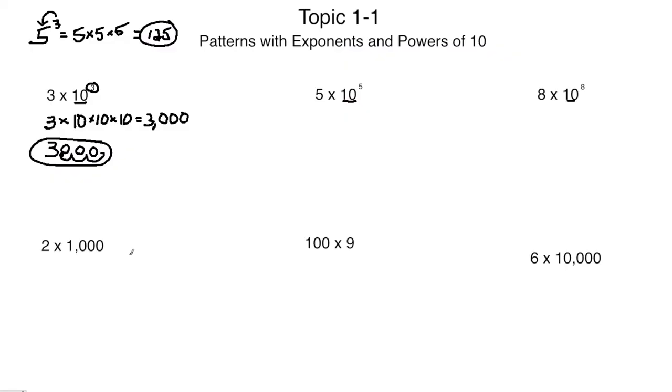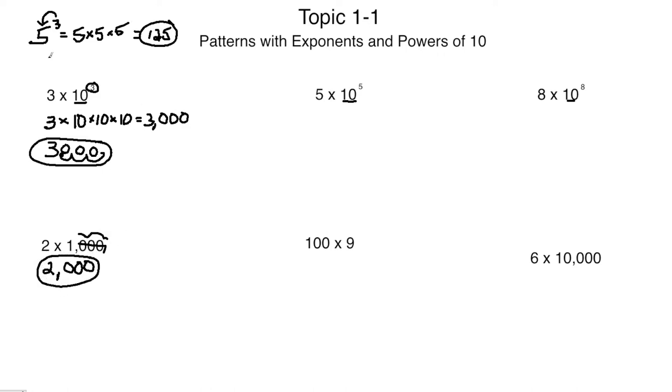Now, go ahead and push pause and see what you come up with this one. All right. So, we can act like these zeros do not exist, and we can say 2 times 1 is 2. But then we have to go back and add the zeros, which is 1, 2, 3. And the answer is 2,000.